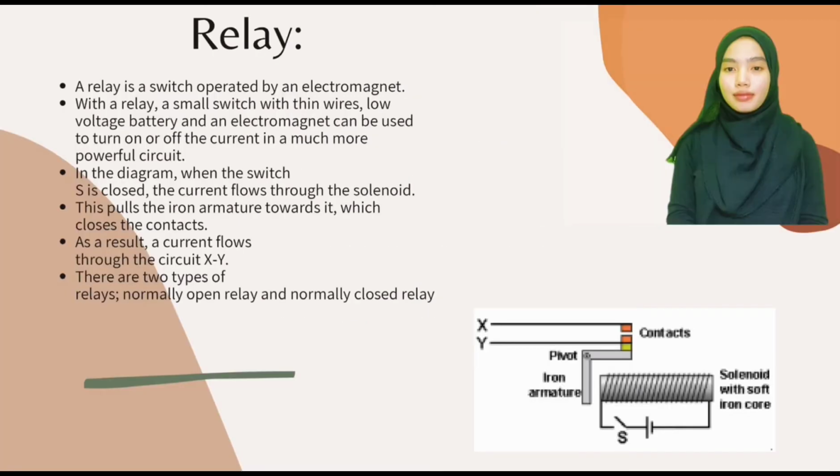Relay. A relay is a switch operated by an electromagnet. With a relay, a small switch with thin wires, a low voltage battery, and an electromagnet can be used to turn on or off the current in a much more powerful circuit. In the diagram, when the switch S is closed, the current flows through the solenoid. This pulls the iron armature towards it, which closes the contact. As a result, a current flows through the circuit XY. There are two types of relays, normally open relay and normally closed relay.